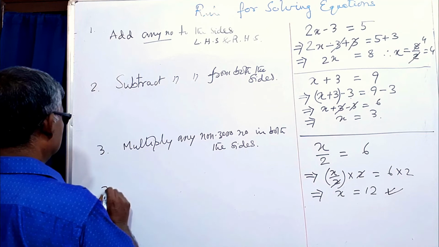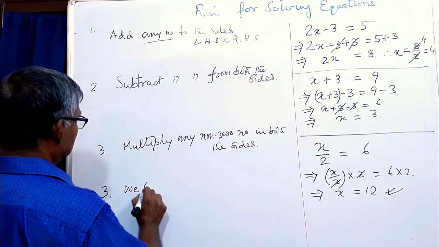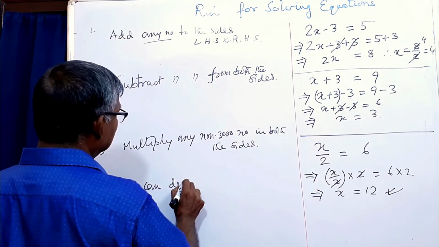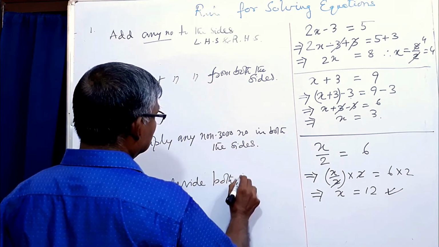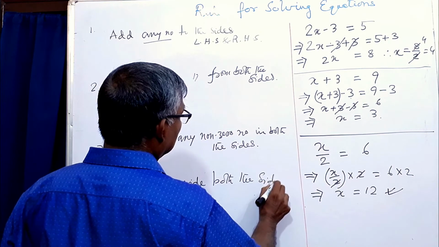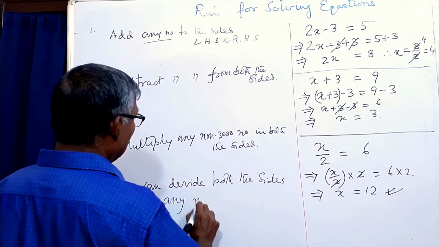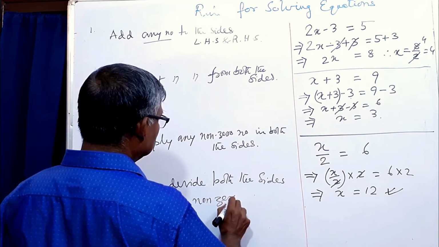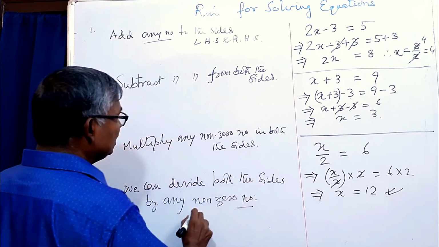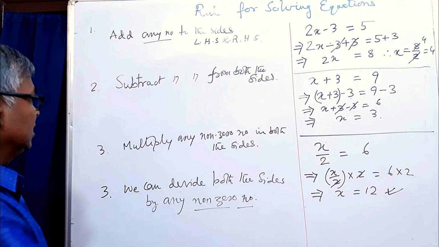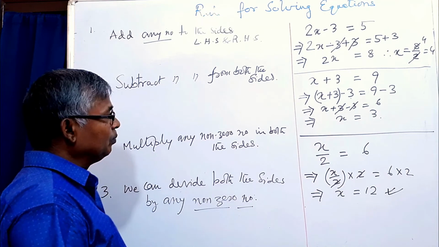Similarly, we can divide both the sides by any non-zero number. Why non-zero? If it is divided by zero, then it will be infinity.